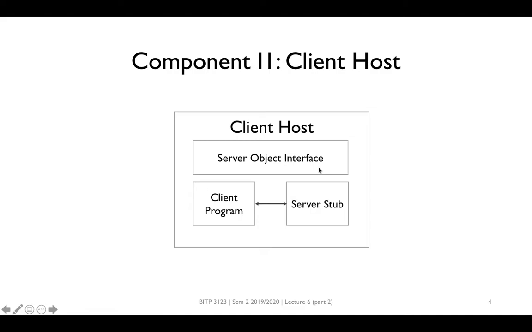The server object interface is the same interface that resides in the server host. The client host needs this interface so that it can manipulate it as a local object. The client program is a program that will invoke the method in the remote server. The server object interface is used in the client program.